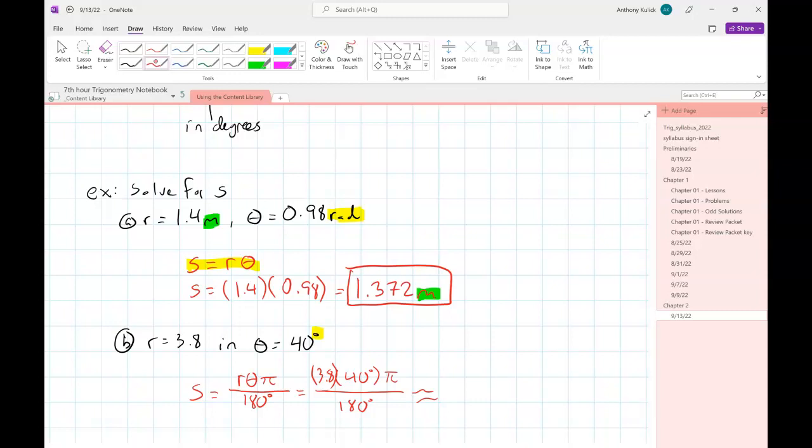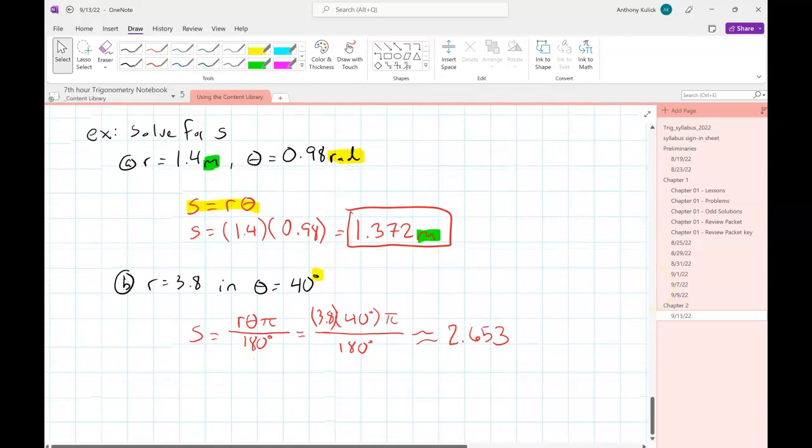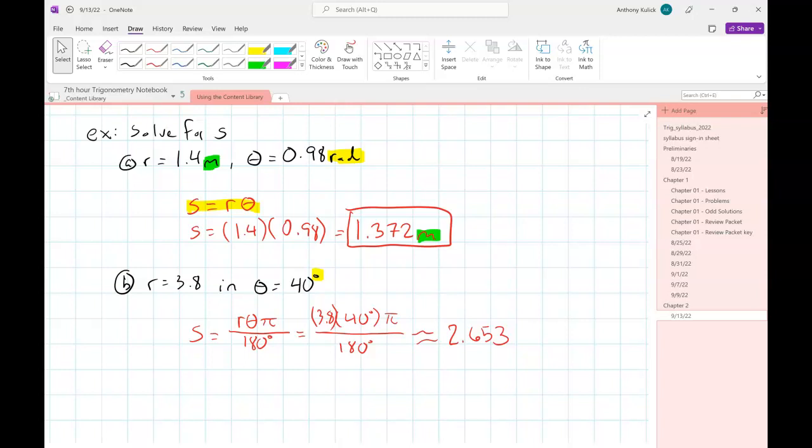And when I type that all into my calculator, I get about 2.653. And what unit should I attach to this? Inches. Very good. It should match the unit of length in my calculation.